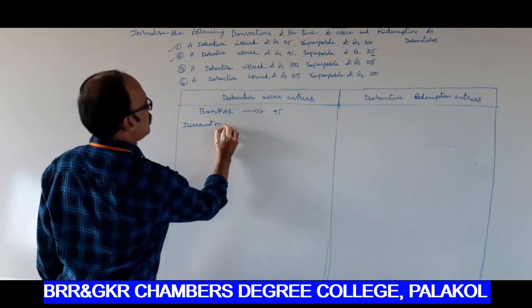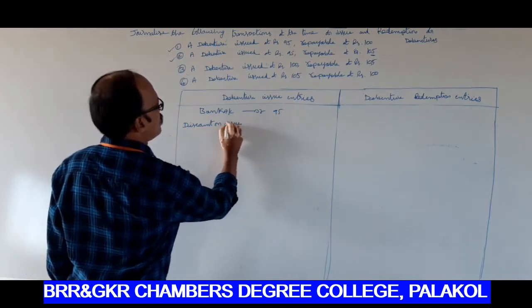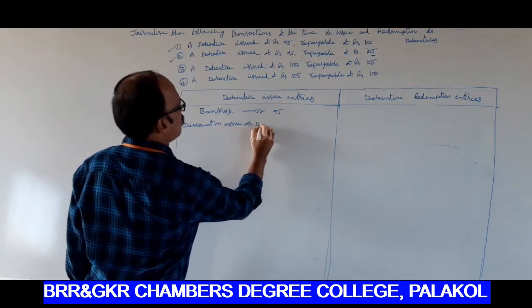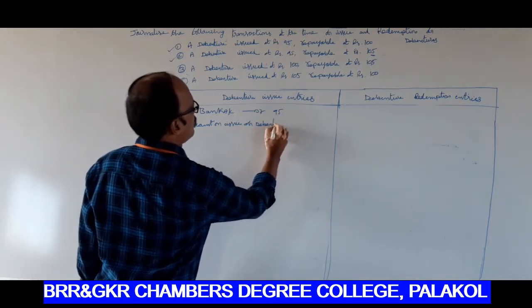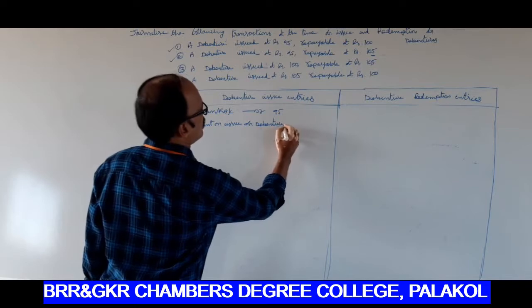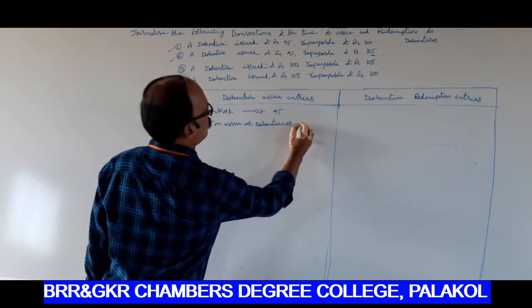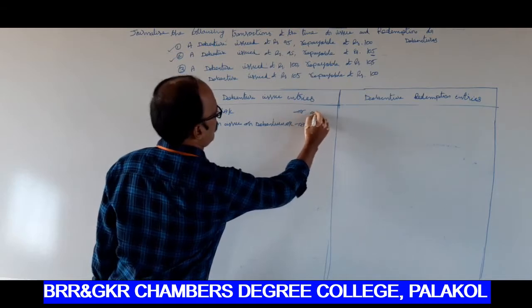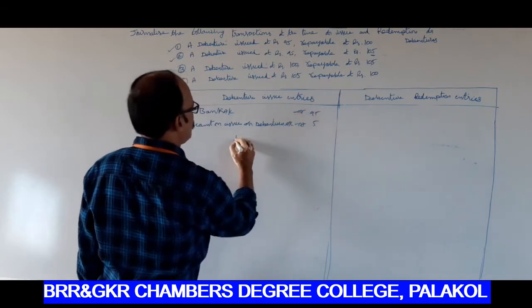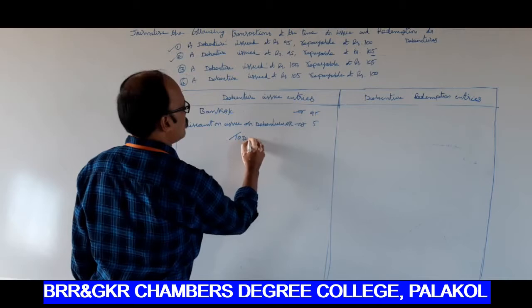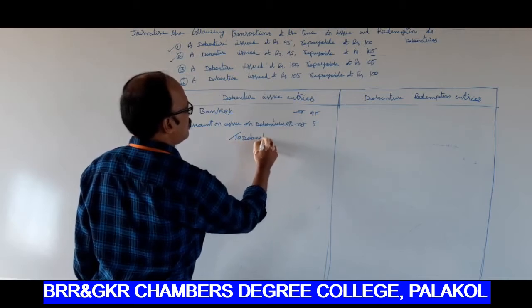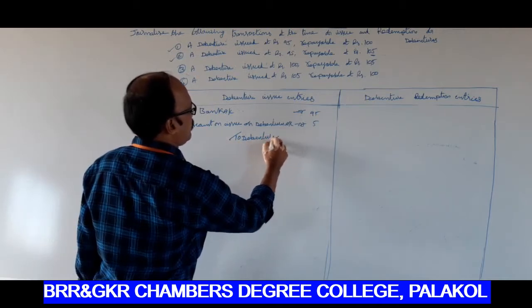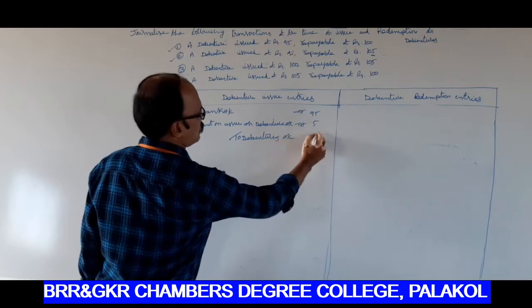discount on issue of debentures account debit 5, to debentures account 100.